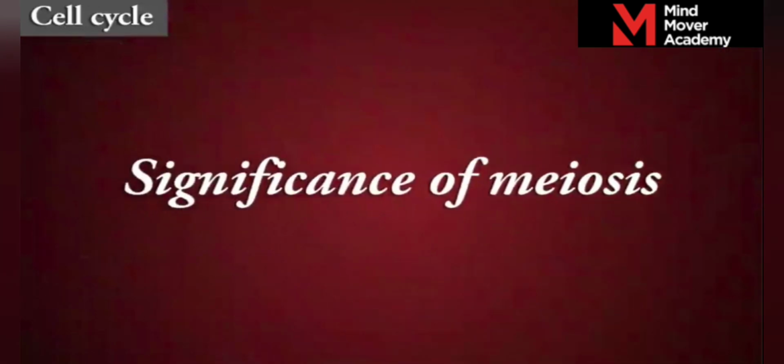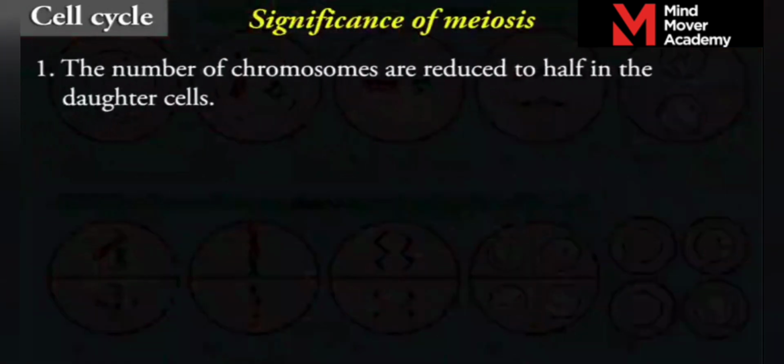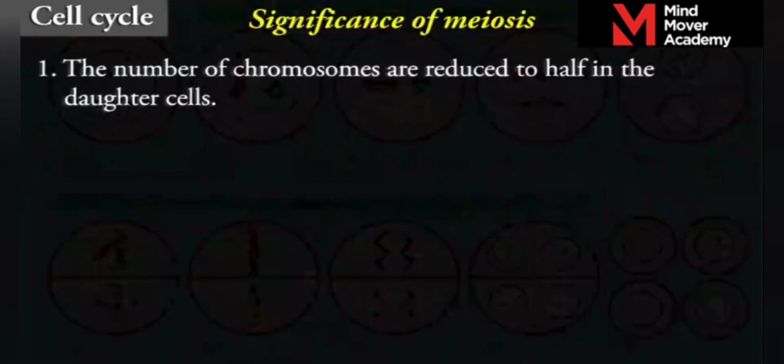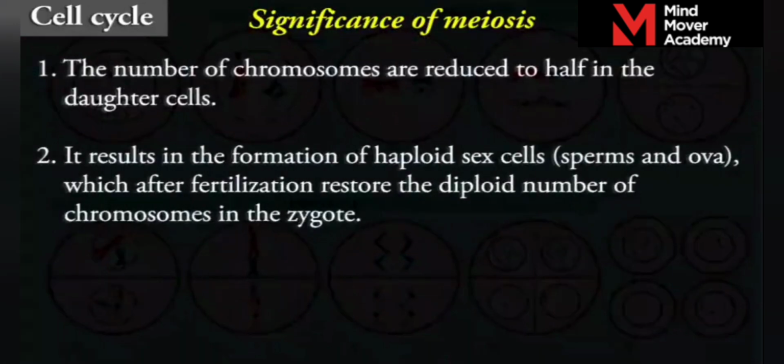Significance of meiosis. 1. The number of chromosomes are reduced to half in the daughter cells. 2. It results in the formation of haploid sex cells, sperms and ova, which after fertilization restore the diploid number of chromosomes in the zygote.